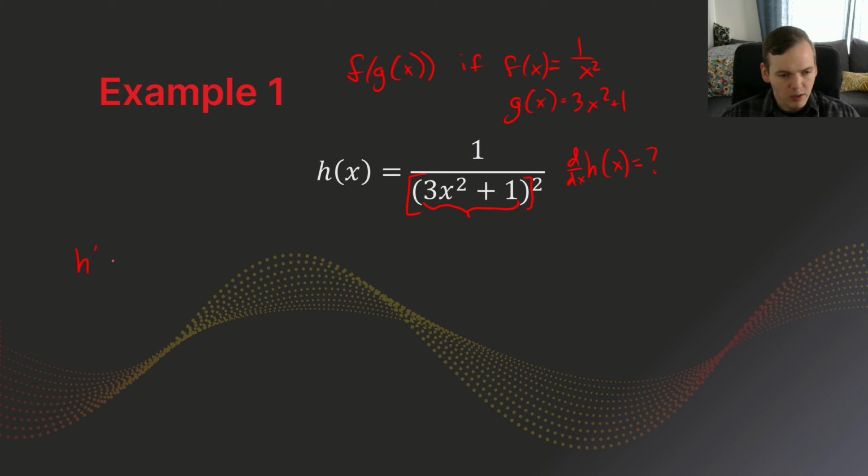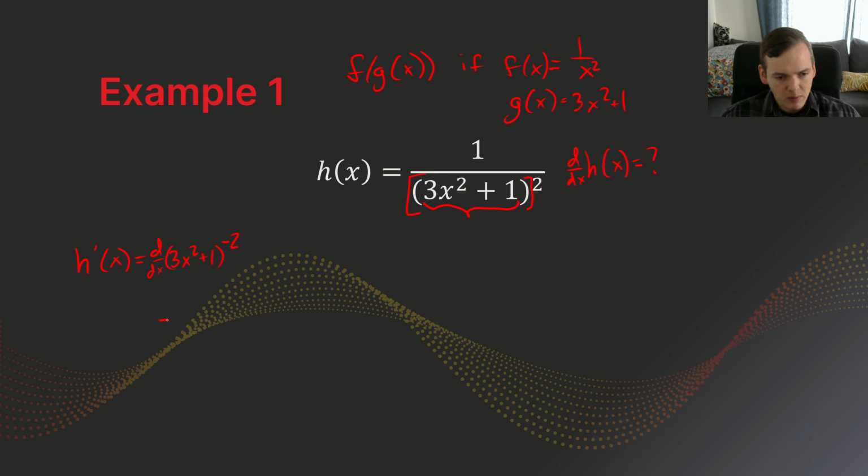So our derivative here will be the derivative of that outer piece, which is the derivative of 1 over x squared. Let me rewrite this in a way that we can see it in a different way if you prefer: 3x squared plus 1 to the negative second. I guess I need that so they're equal.